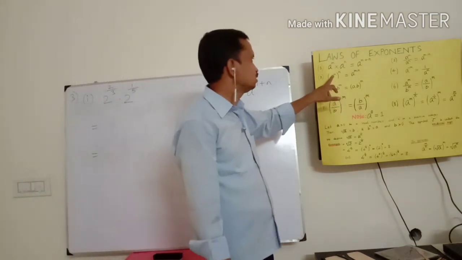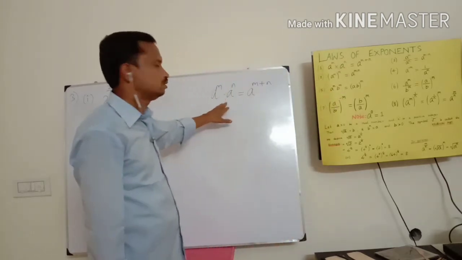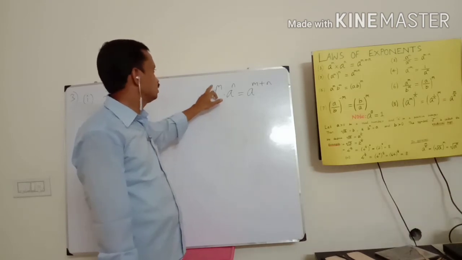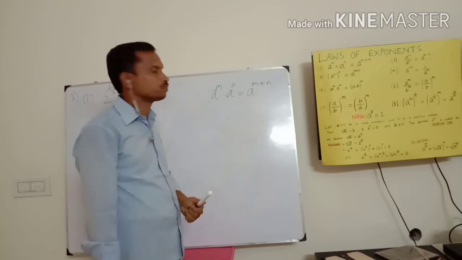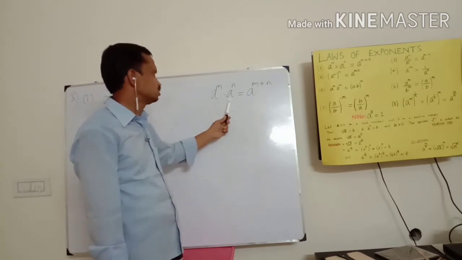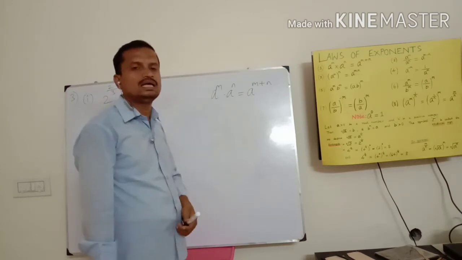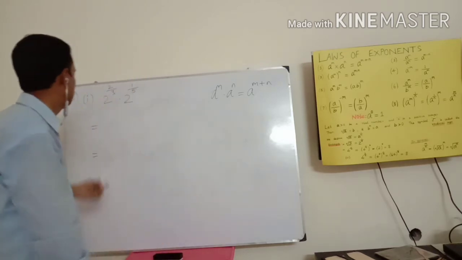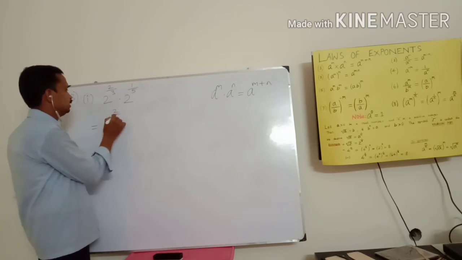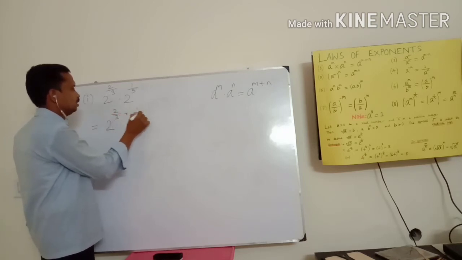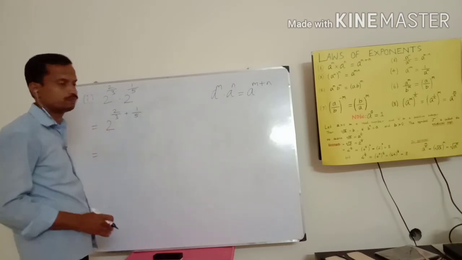So we have to apply this law. A power m into a power n. You see here, I wrote here. A power m into a power n is equal to a power m plus n. So same base is multiplying, so for that we have to add the power. So here, what to do? 2 power 2 by 3 plus 1 by 5. So you have to add the exponent for the same base when you multiply.